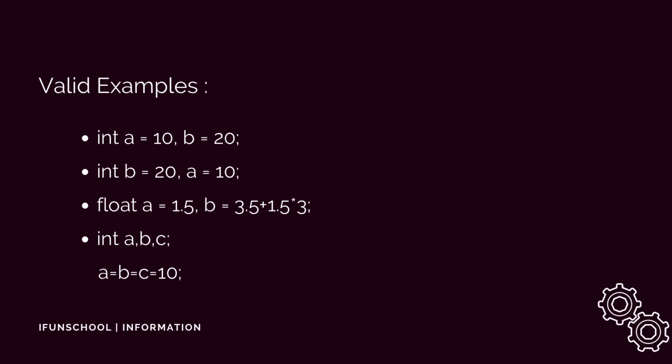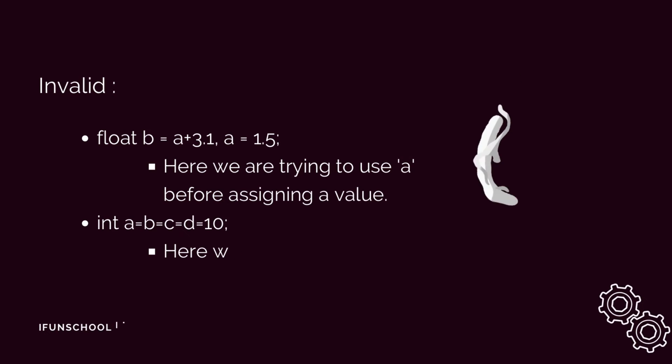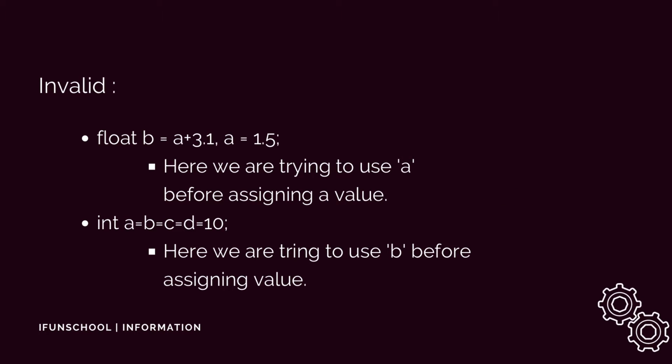Here you can see some valid examples. Now see some invalid examples. In the first one, we are trying to use a variable before assigning a value to it. We should always assign a value before using it. And in the second one also, we are trying to use the variable before assigning a value. Next one is arithmetic instructions.